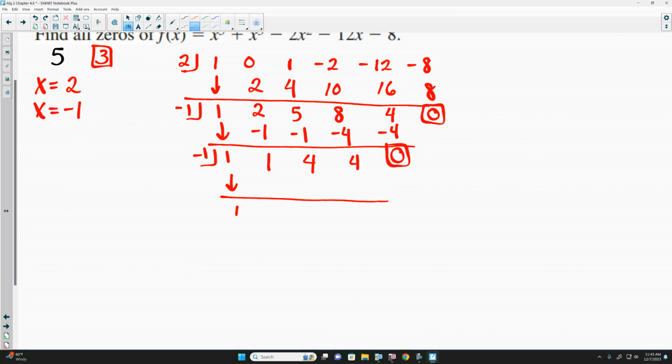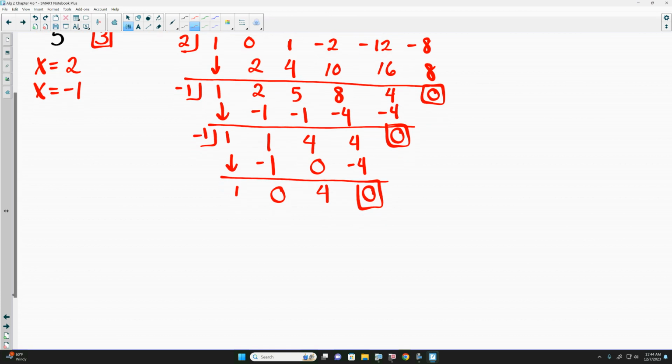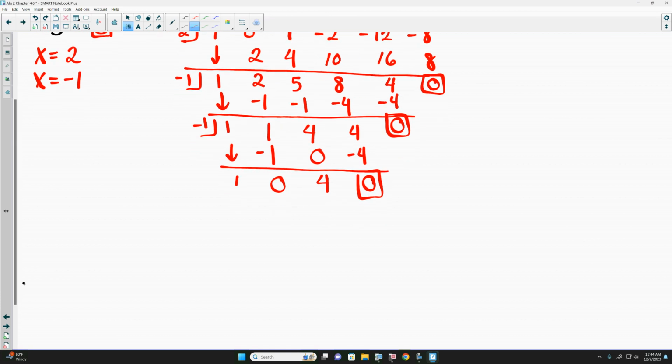And we can do this again. -1 times 1 is -1. 1 plus -1 is 0. -1 times 0 is 0. 4 plus 0 is 4. -1 times 4 is -4. And 0 plus -4 is 0. So it did work out that -1 was repeated twice.